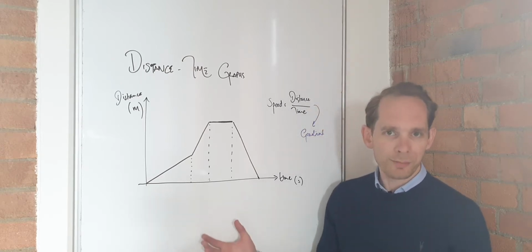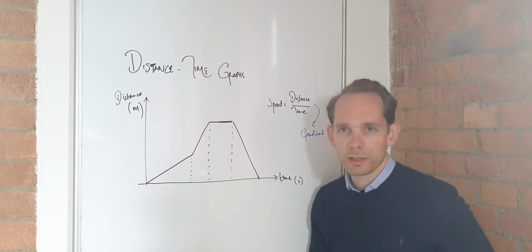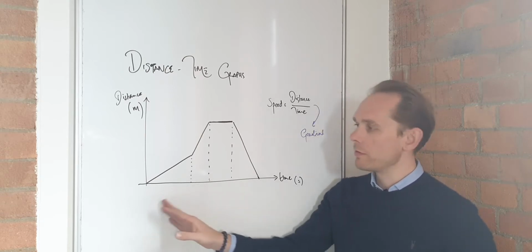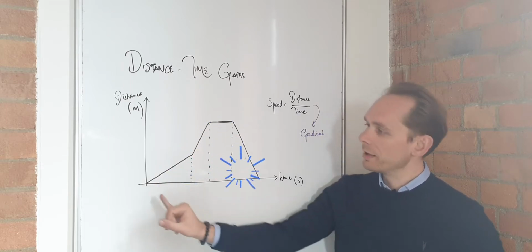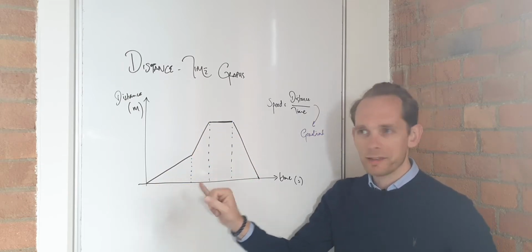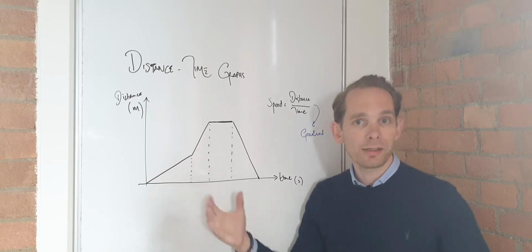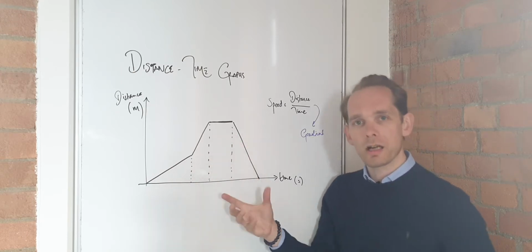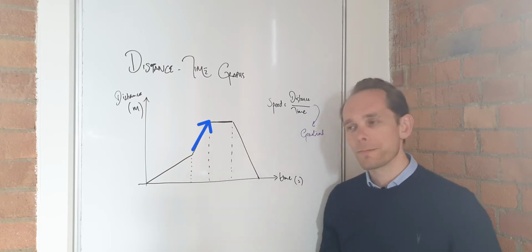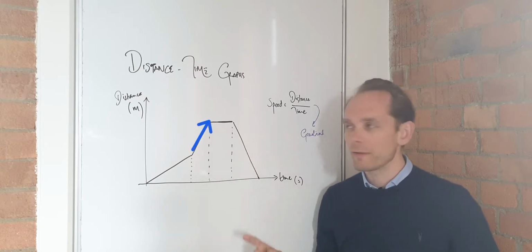So now let's just put that knowledge into context and look at interpreting this graph. We've got some object moving for some period of time, and I've broken it into 4 sections. In the first section, time is passing and distance is increasing. In other words, the object is moving. But in the second section, the distance is increasing at a higher rate. The gradient is steeper. That's the object moving faster.